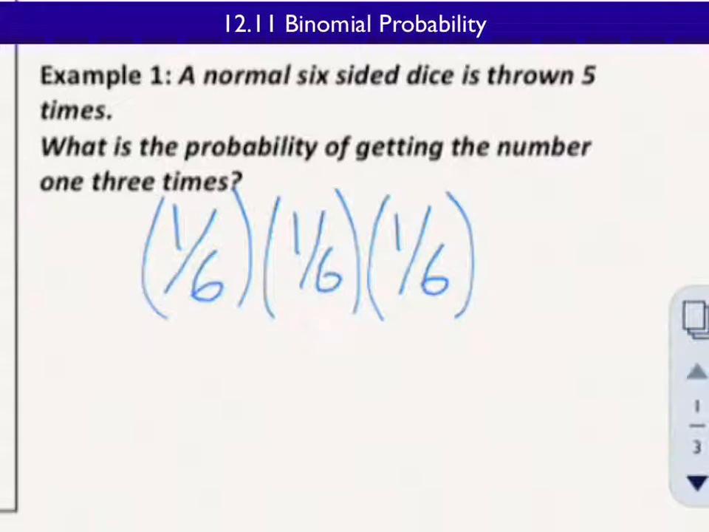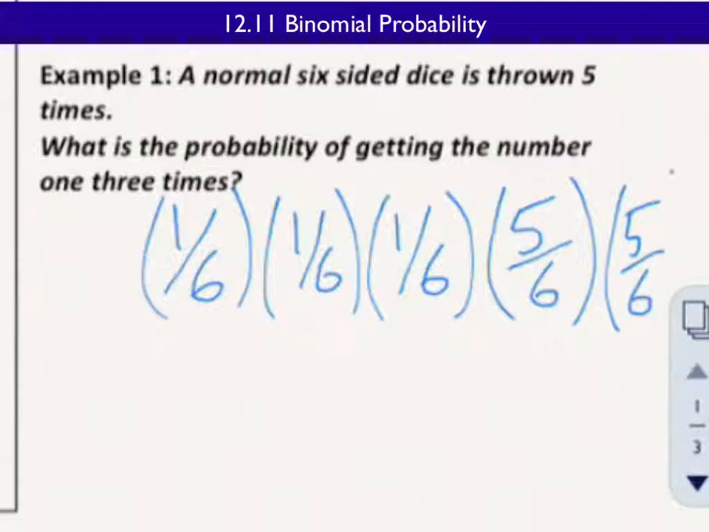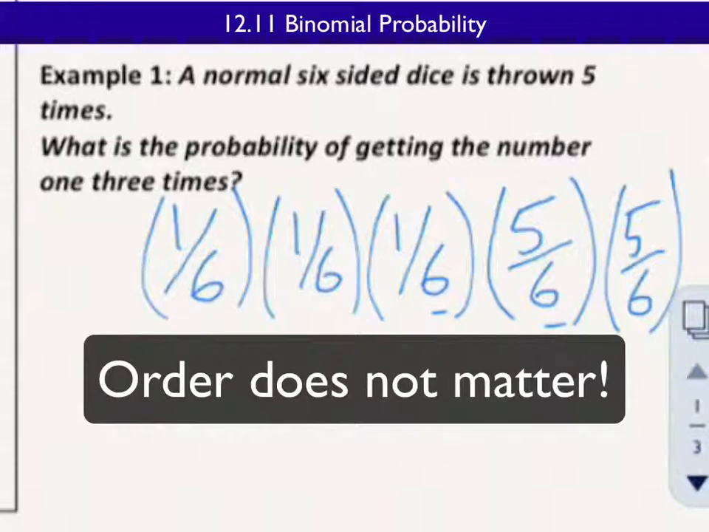Now we need 2 that are not a number 1, and so the probability of not getting that would be 5 out of 6, and then 5 out of 6. So this is kind of using our fundamental counting principle here and our AND formula. So you can see we have 3 number 1s and 2 not number 1s. But the problem is the order that this happens does not matter. What else do we know about probability that is used when order does not matter?